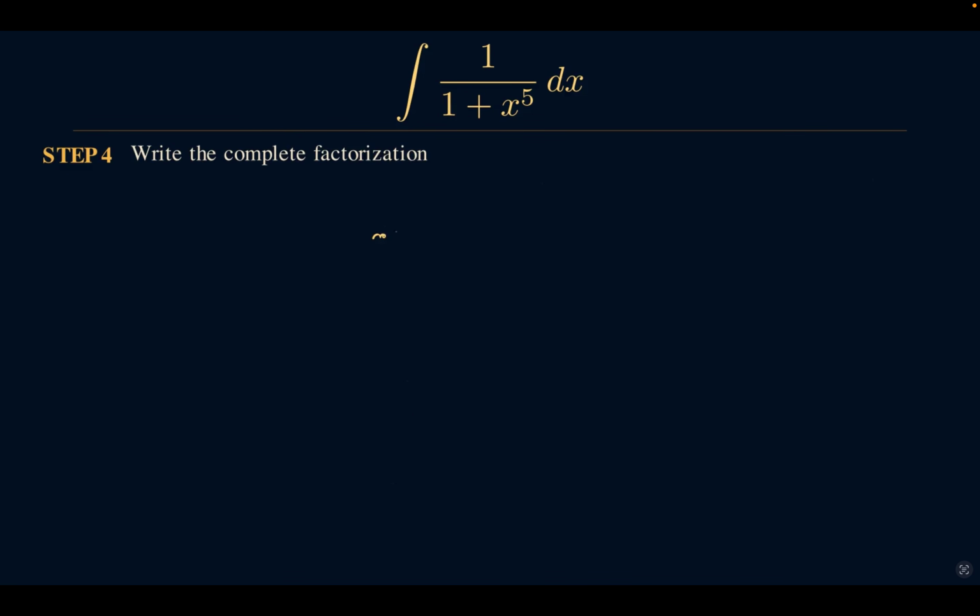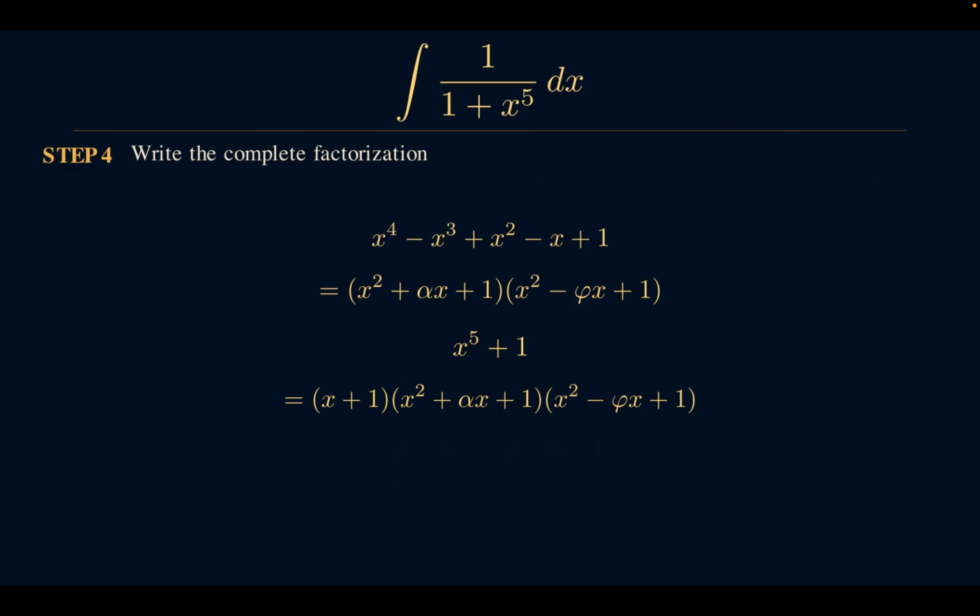And now we need to write the complete factorization. So x to the 4 minus x cubed plus x squared minus x plus 1 is actually equal to x squared plus alpha x plus 1 times x squared minus phi x plus 1, which is equal to x to the 5 plus 1, just multiplying by x plus 1.